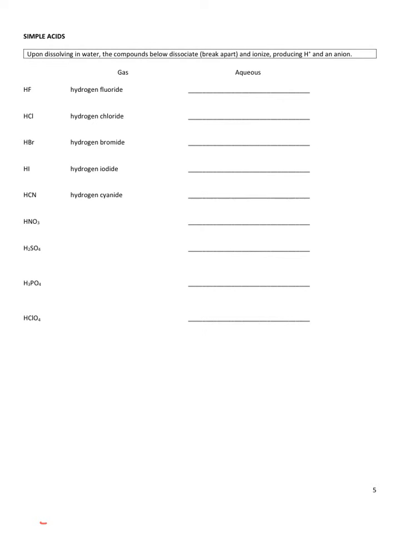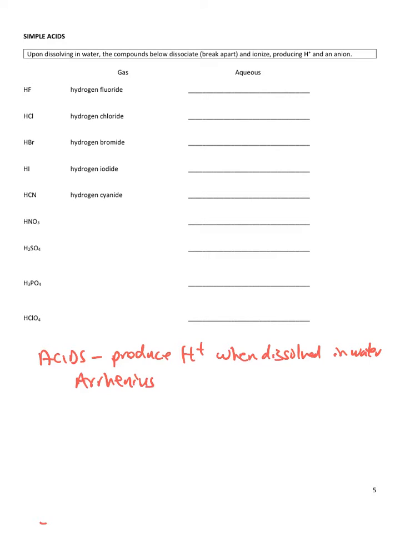In this session, we're going to talk about naming simple acids. Acids are substances that, by one definition, produce H+ when dissolved in water. Sometimes you'll hear this referred to as the Arrhenius definition, named after Svante Arrhenius, who gave us this definition.